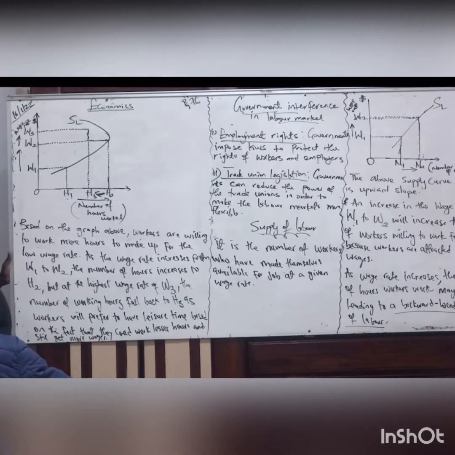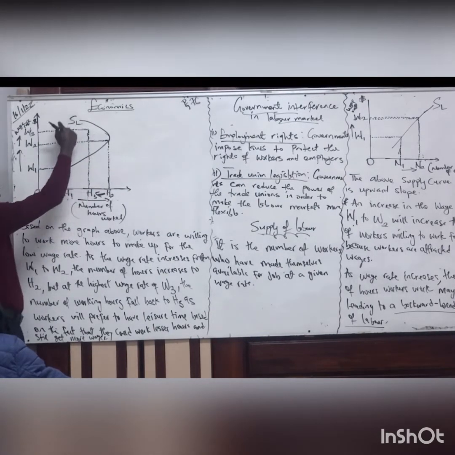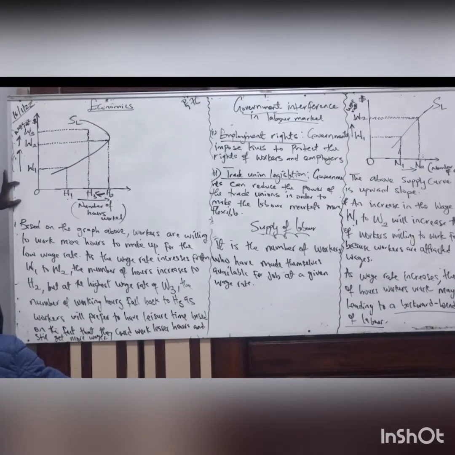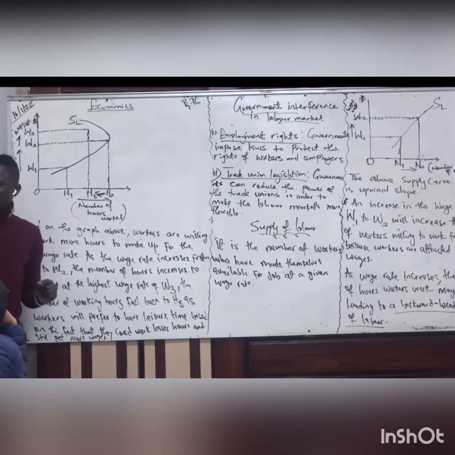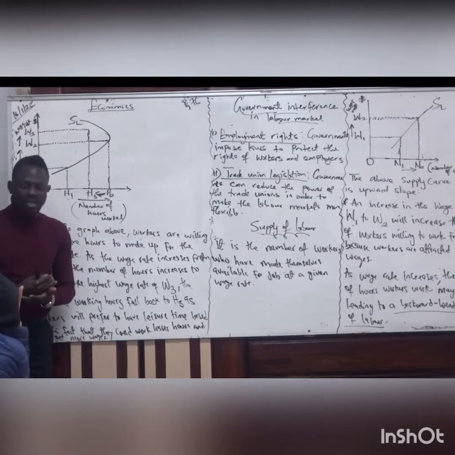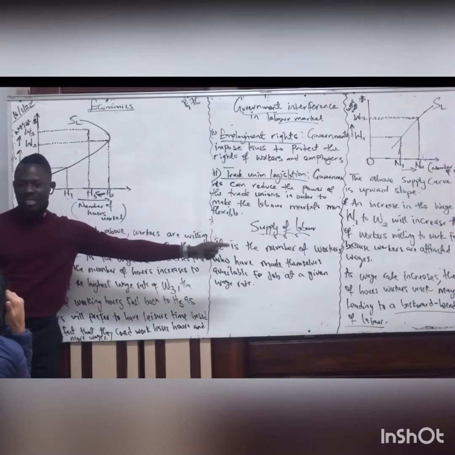Do we understand? So in this situation, we call it what? Backward bending supply of labor curve. Going backward. Is it clear? Do we understand this situation now? At this situation, the work rate is less. The wage rate is? What do we call it? Backward bending supply of labor curve.